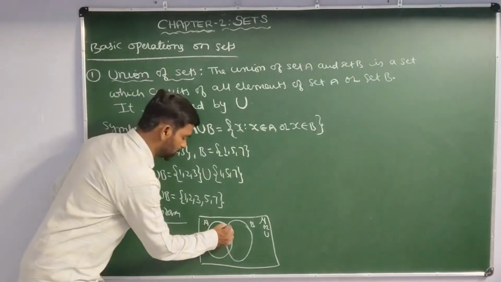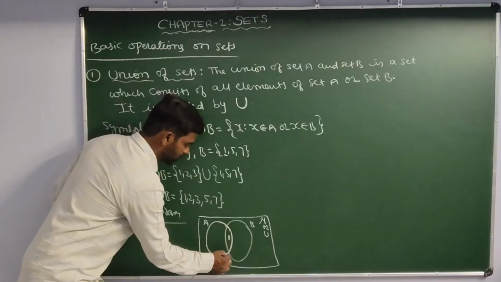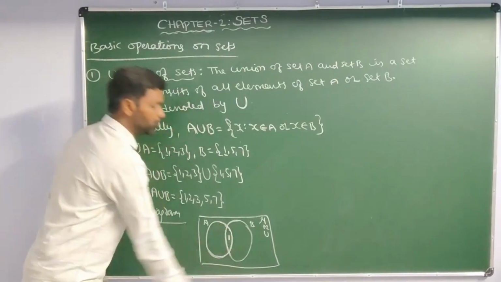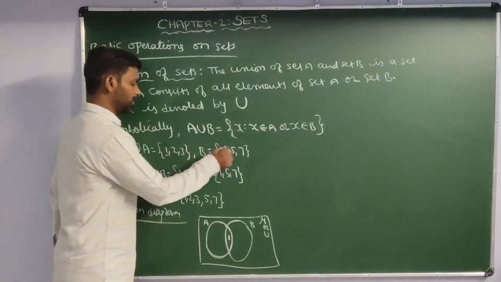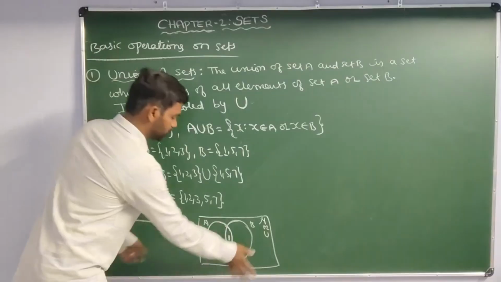So this is a common area for both the circles. Yes or no? Observe this part. This part is a common area for both the circles. So common elements you have to write in this region. Okay. Now you close this one.